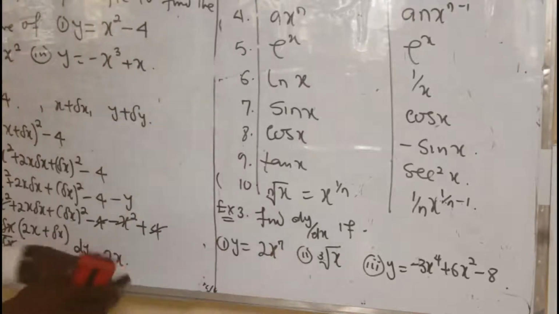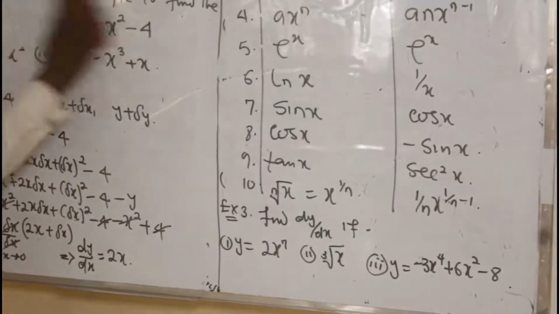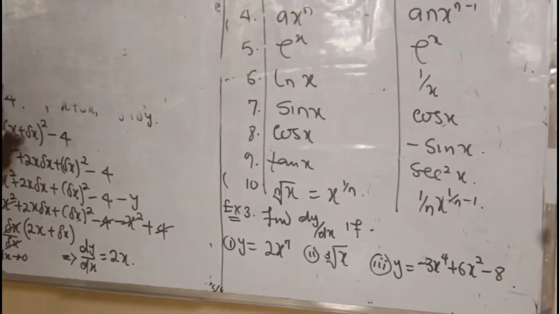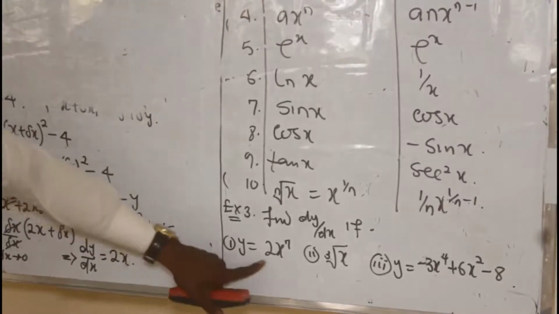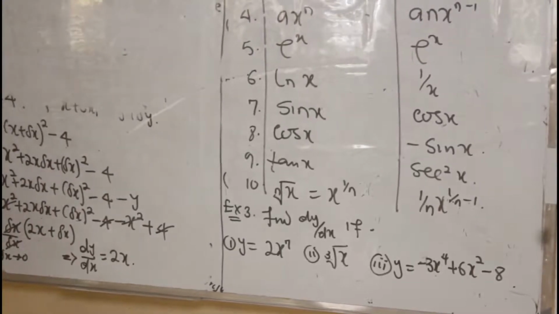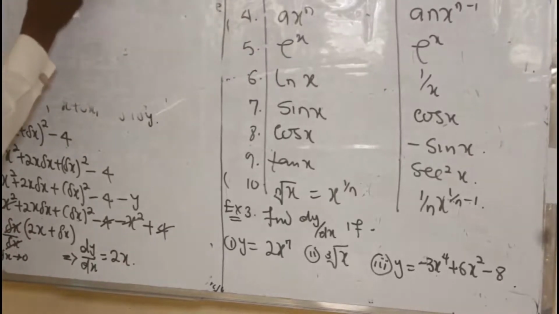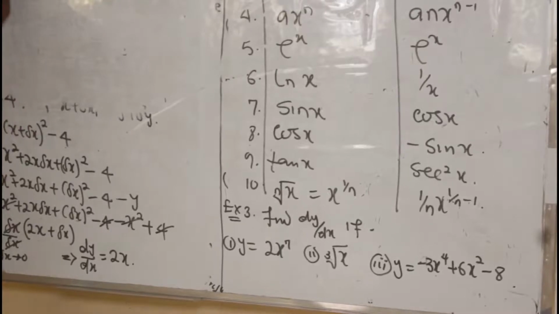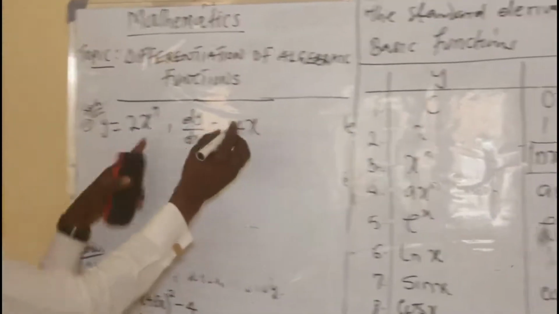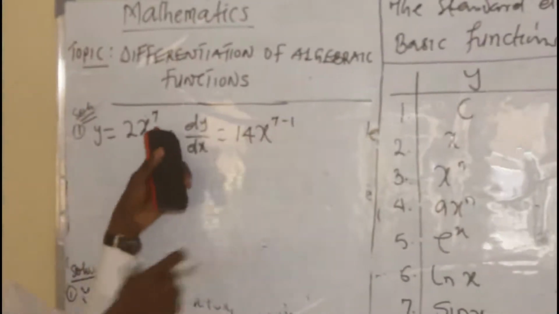So now let's take the examples. Find dy/dx. Number 1, as our example 3. If y is equal to 2x raised to the power of 7, and you are asked to find dy/dx, going by our formula, what are we going to do now? Your dy/dx is equal to 7 will multiply 2. Are we together? 7 will multiply 2. So 7 times 2 is equal to 14. 14x raised to the power of 7 minus 1.